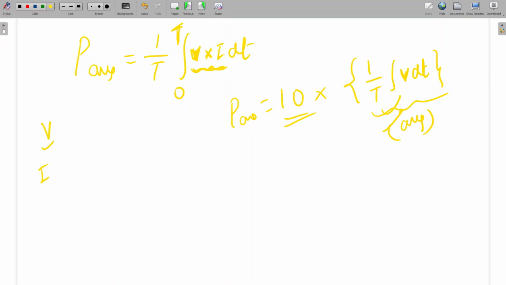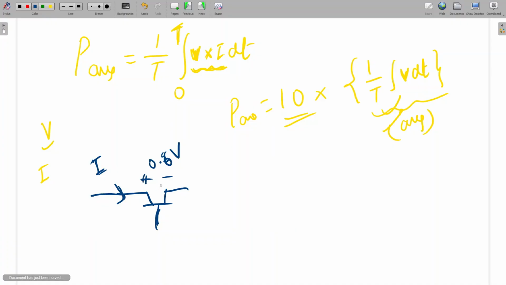In another case, if the voltage is constant, we will take the average value of the current. One example: let's say an IGBT switch is there, and the device drop is, let's say, 0.2 volt or 0.6 volt, and some current waveform I is flowing through it. I want the device loss. Device loss means voltage across the device, so P will be 1 by T integral of V I dt.